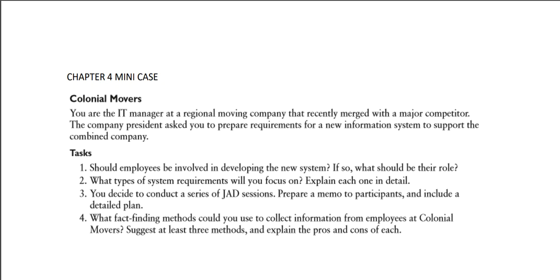What else? Number four, what fact-finding methods could you use to collect information from employees at Colonial Movers? Suggest three methods and explain the pros and the cons of each. So make sure that you are emphasizing the advantages and disadvantages. Interviewing will always be a good option for you to consider because it is a very interactive process. The systems analyst can listen carefully, evaluate the response right away, and the best part of that is you can do a follow-up question. Okay, and you can add on.